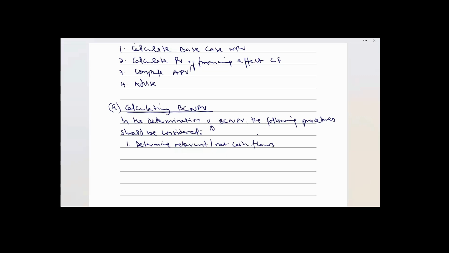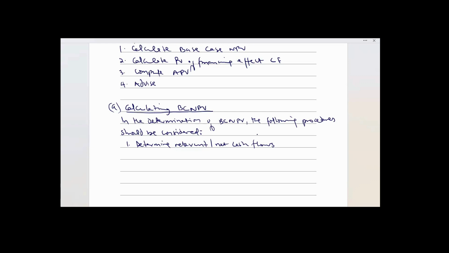Now, in this step 1, the same way you calculate your regular net present value is the same way you are going to calculate your base case NPV. The only difference is just the fact that instead of discounting your net cash flow using the WACC of the company, you are going to use cost of equity on gear to discount the net cash flow.